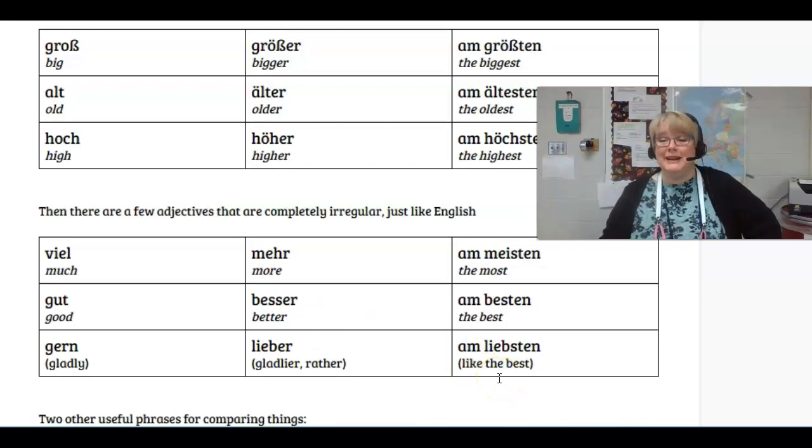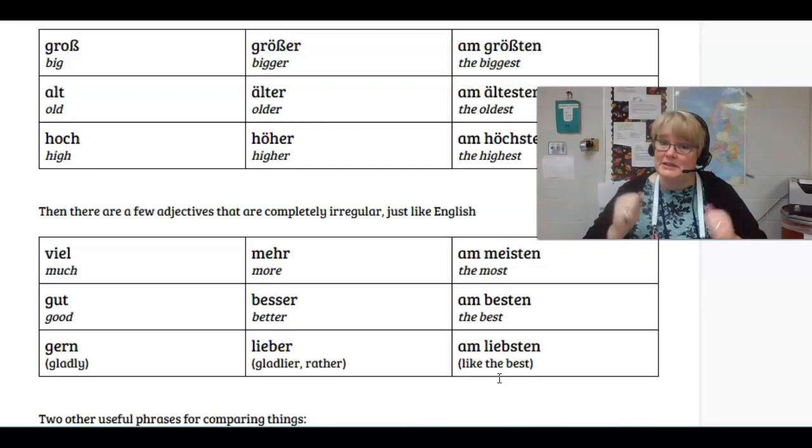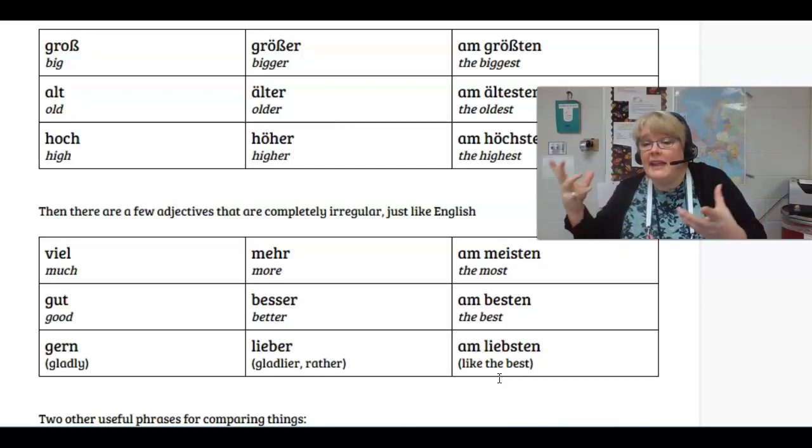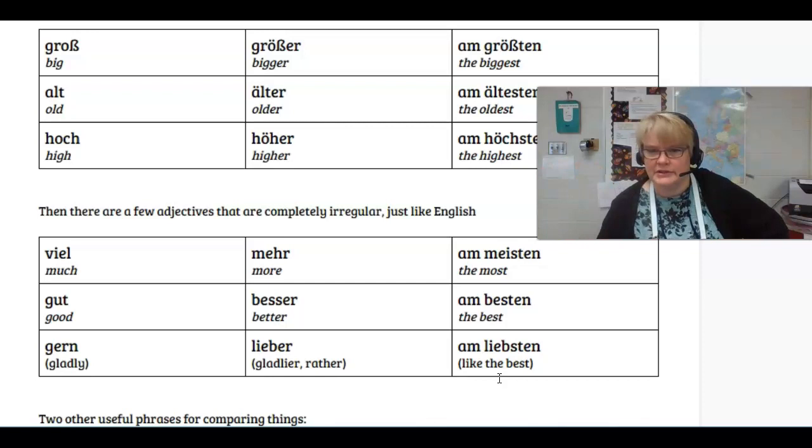Aber ich spiele Tennis am liebsten. I like that best of all. Does that make sense? So I like playing soccer. Ich spiele gern Fußball. I'd rather play basketball. Ich spiele lieber Basketball. Aber am liebsten spiele ich Tennis. I like it the best of all. See how that works? We do not have this in English, so this will take some getting used to.